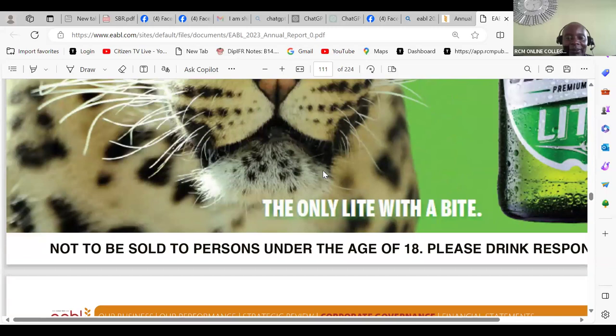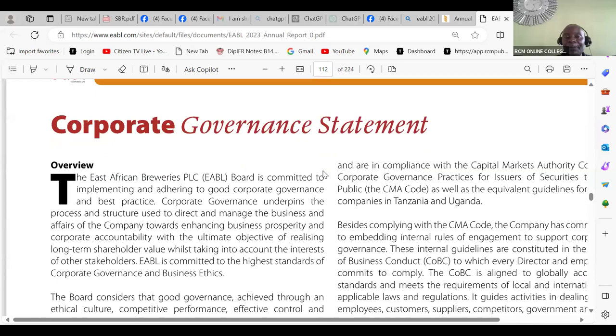You can see they have a corporate governance statement. The EABL board is committed to implementing and adhering to good corporate governance and best practice. Corporate governance underpins the processes and structure used to direct and manage the business and affairs of the company towards enhancing business prosperity and corporate accountability, with the ultimate objective of realizing long-term shareholder value whilst taking into account the interests of other stakeholders.